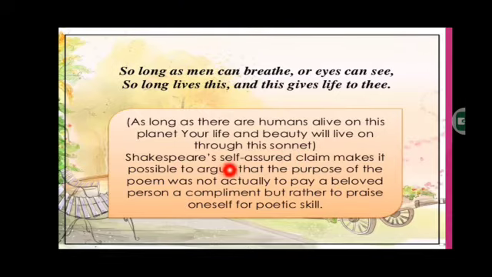Shakespeare's self-assured claim makes it possible to argue that the purpose of the poem was not actually to pay tribute to a beloved person's accomplishment, but rather to praise oneself for a poetic skill. So he is going to talk about the poetic skill that he possesses.